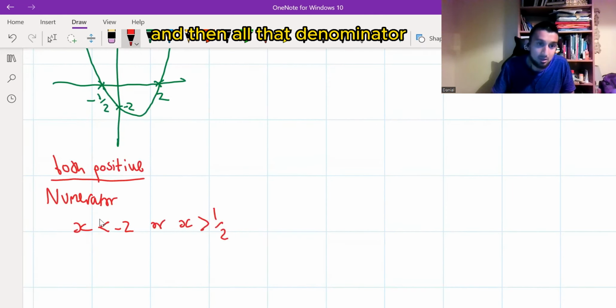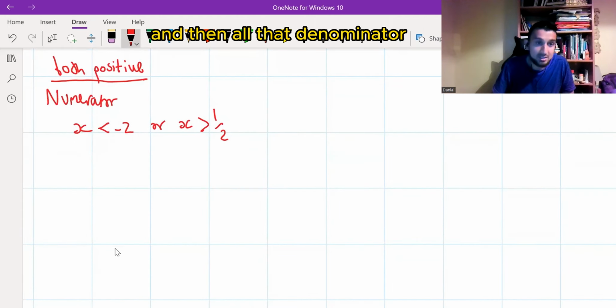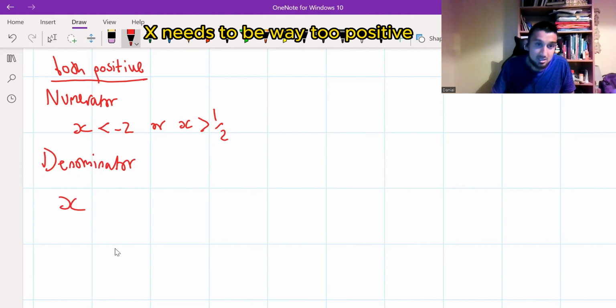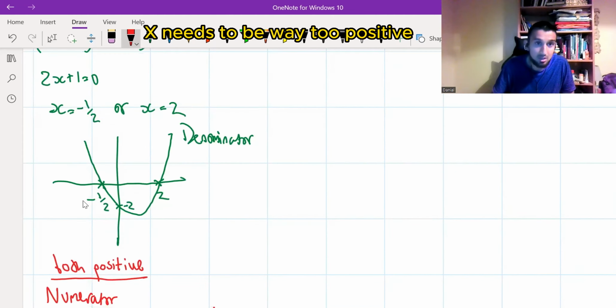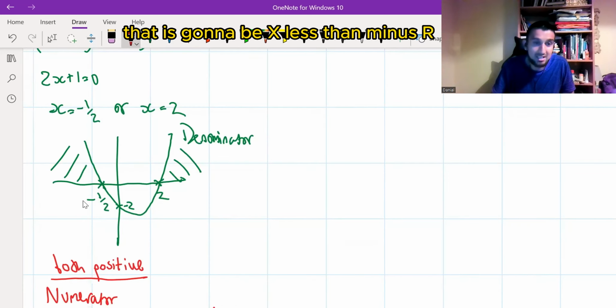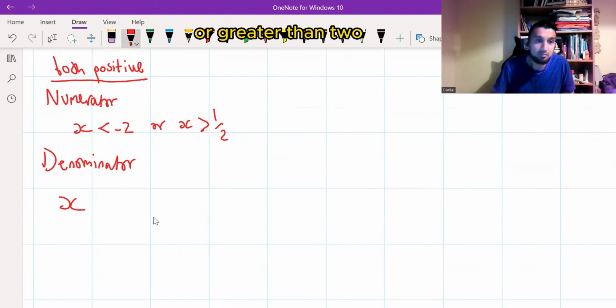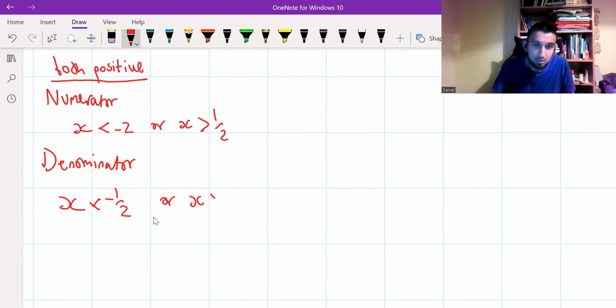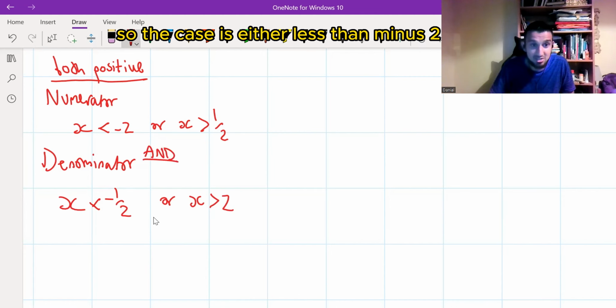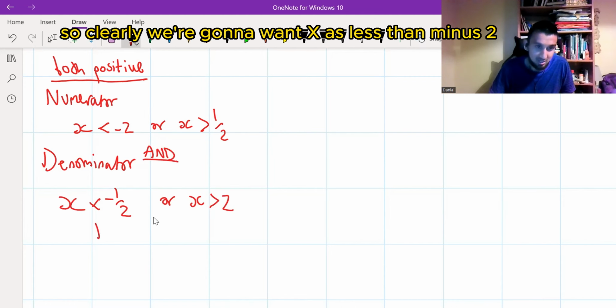And then for the denominator, for it to be positive, we're going to want this region here. So that is going to be x less than -half or greater than 2. And we want both of these. We want both positive, so this is clearly an and. So the case is either less than -2 or less than -half. So clearly we're going to want x is less than -2.